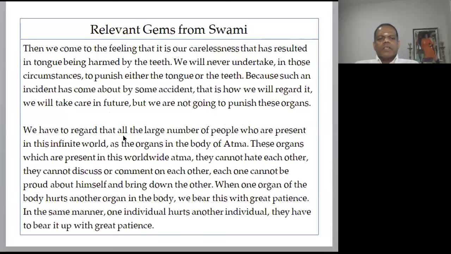We have to regard all the large number of people who are present in this infinite world as the organs in the body of Atma. These organs which are present in this worldwide Atma cannot hate each other. They cannot discuss or comment on each other. Each one cannot be proud of himself and bring down the other. When one organ of the body hurts another organ in the body, we bear this with great patience. In the same manner, when one individual hurts another individual, they have to bear it with great patience.